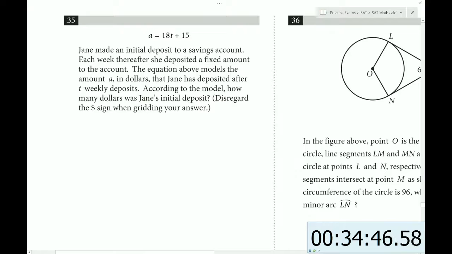Jane made an initial deposit into a savings account. The equation above, okay. According to the model, how many dollars was Jane's initial deposit? $15, right? So the initial deposit would be the starting point, which is the y-intercept of the function.